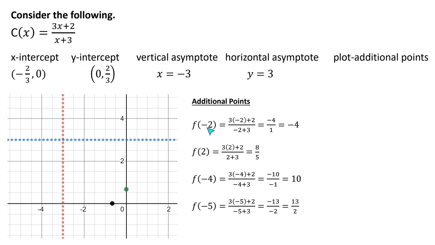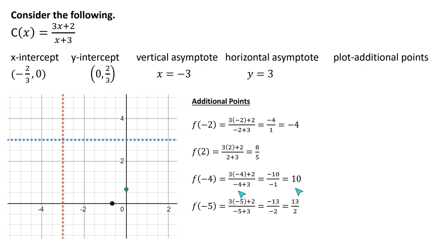If I use negative 2 and plug it in for every x, we would have 3 times negative 2 plus 2, which gives us negative 4. And negative 2 plus 3 gives us a 1. So that's going to be negative 4. I'm also going to plot a 2. 3 times 2 is 6, plus 2 is 8. And then 2 plus 3 is 5.